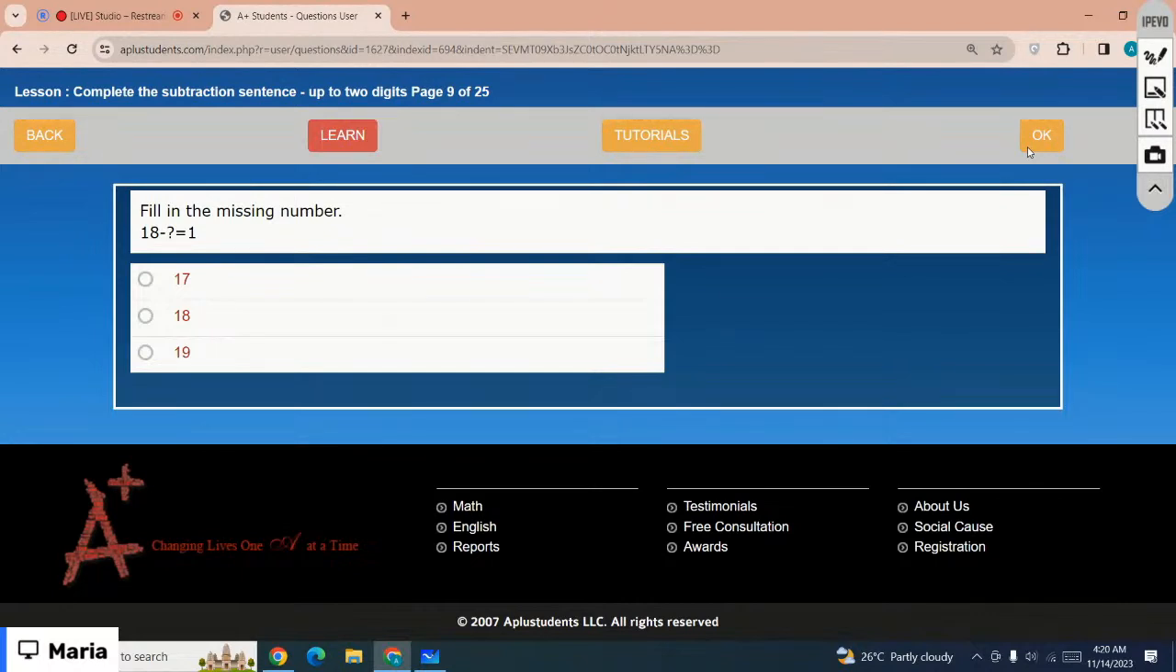18 minus the missing number is 1. So which is the correct option? Which number is missing? Very good. The correct option is 18 minus 17 equals 1. The correct option is 17.